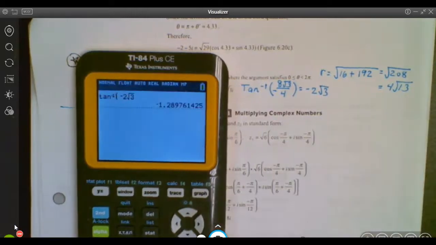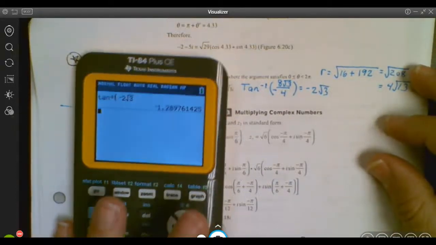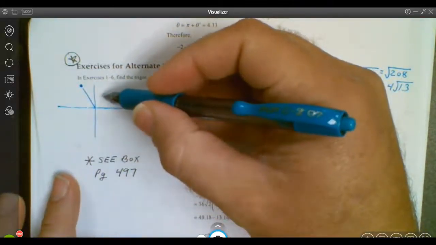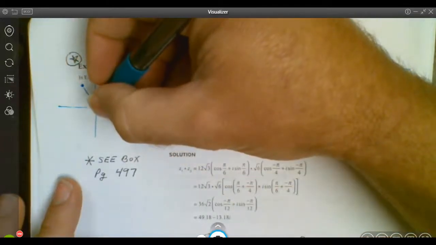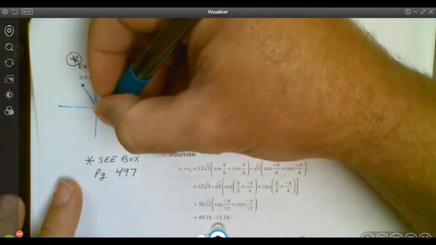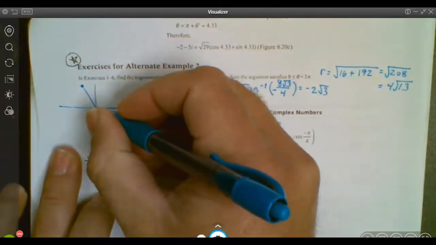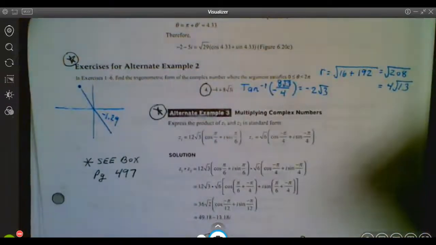And I get negative 1.29, we'll call it. So again, guys, recognize what that's giving me here. Negative 1.29. Remember, in the calculator, if it's positive, it would go here. If it's negative, it would go here. So what they just gave me was my reference angle. So I went downward 1.29, right? And so that's my angle right there.